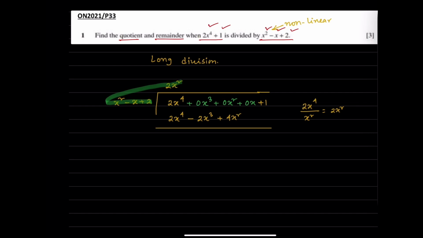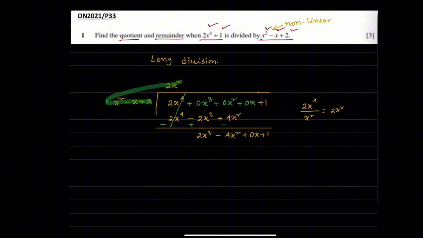Put the line, change the sign. This will be out. And then we have 0 and 2. 0x cube plus 2x cube is 2x cube. 0x square minus 4x square is minus 4x square. Then we have 0x plus 1.